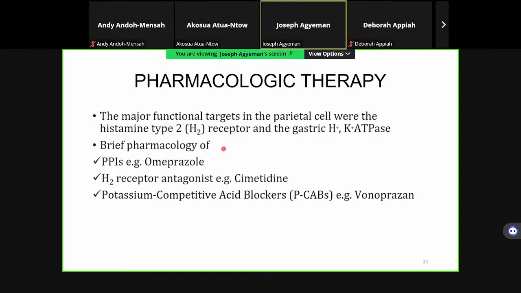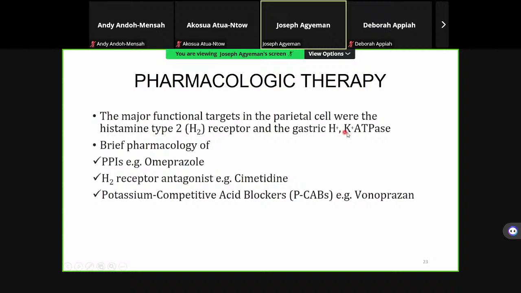Now, pharmacological considerations. The major functional target, of course, will be the parietal cells, because that is where you have all the receptors, all the mechanisms, TPAs, you get acid release. So the main target will be, for example, the histaminergic H2 receptor and the hydrogen potassium ATPase. So you try to find drugs that can block this receptor in particular and the main final pathway.